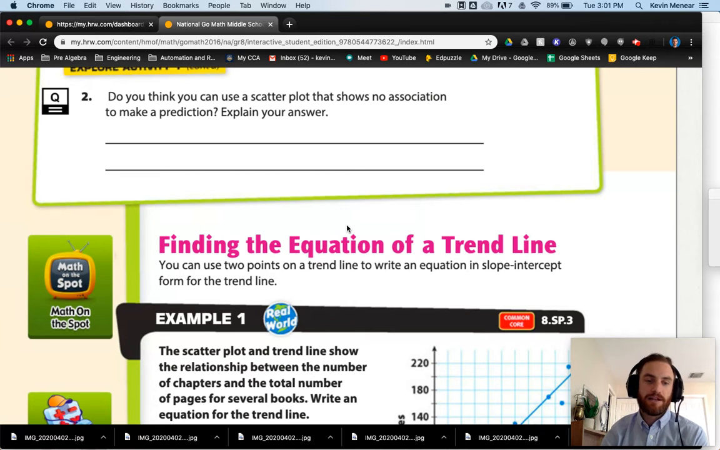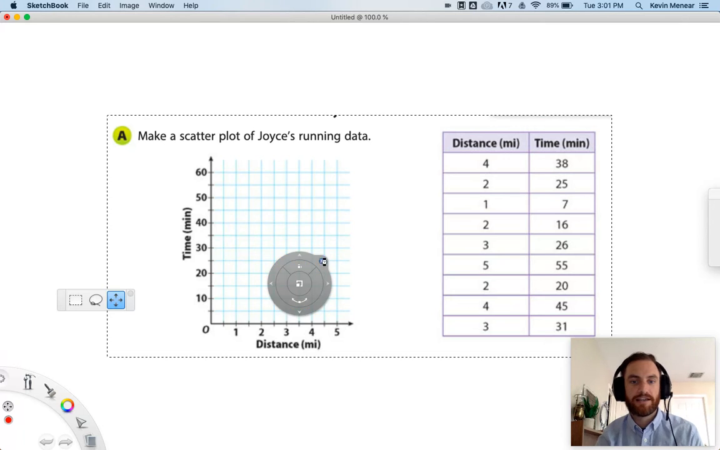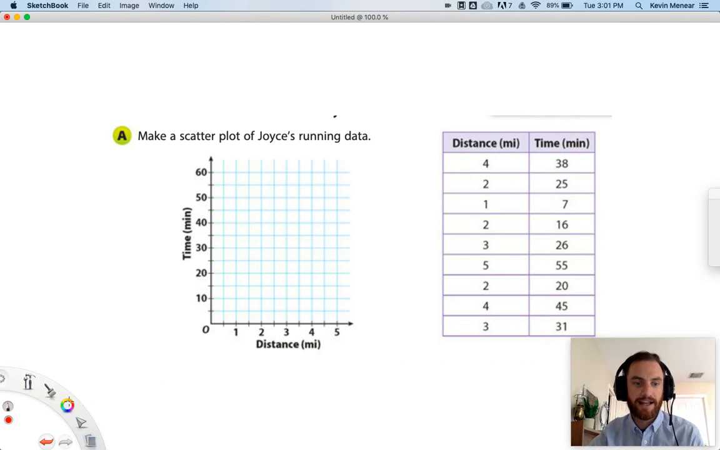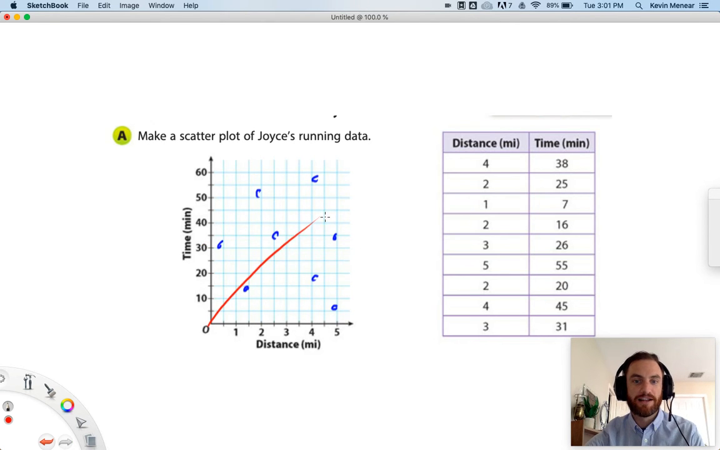If I've got a scatter plot with no association, what would that be like? Let's say that instead of this data, I had a bunch of data that was just here, here, here, here, here, here, here, just all over the place. Well, I can't really fit a trend line to this, because you could imagine a line like that might work, or maybe a line like that, or maybe even a line like that. So, because it's got no association, where the data is all over the place, I can't create a trend line and therefore I can't make a prediction.